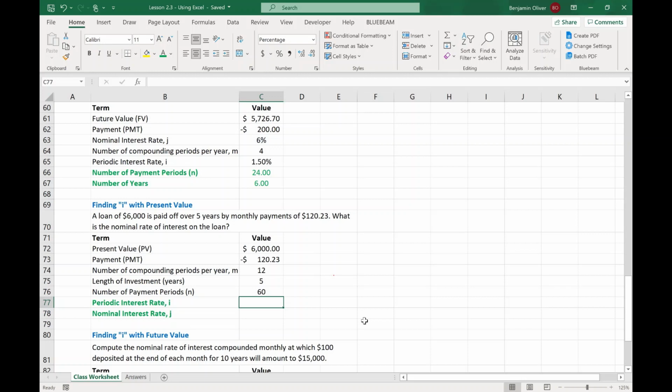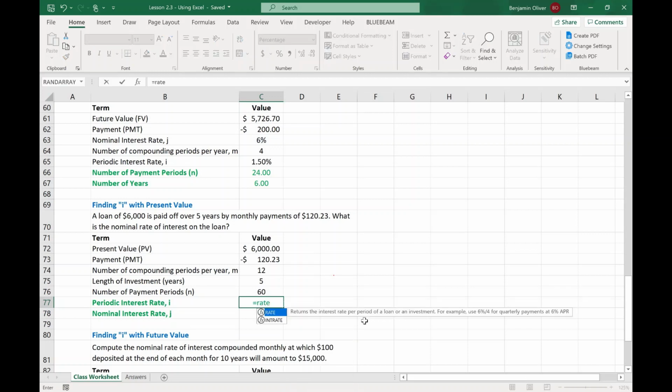So that's the formula to use, equals rate. And you see it returns the interest rate per period, so the periodic rate of interest of a loan or an investment. For example, it says use 6% divided by 4 for quarterly payments. Remember, because your nominal interest rate divided by 4 is quarterly payments, but your nominal rate of interest is 6%. They call that APR.